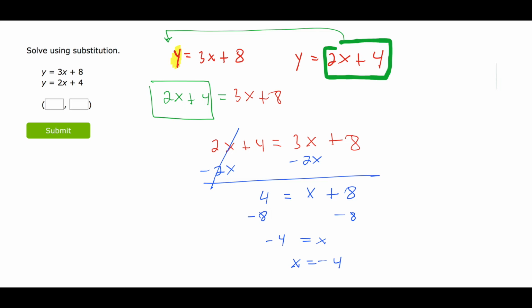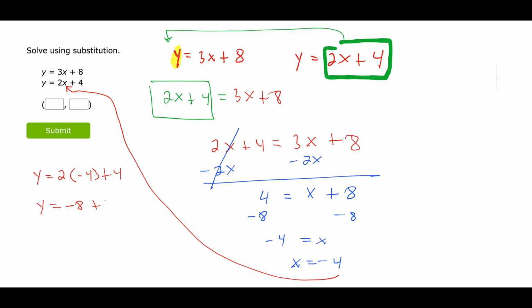Now this part is exactly like the other part of elimination. Just pick one, plug it in. You're done. So you just say, all right, well, that's what x equals, negative 4. So then I pick this one to plug it into, but I could have picked this one if I wanted to. You're plugging it into y equals, which is y is equal to negative 4.